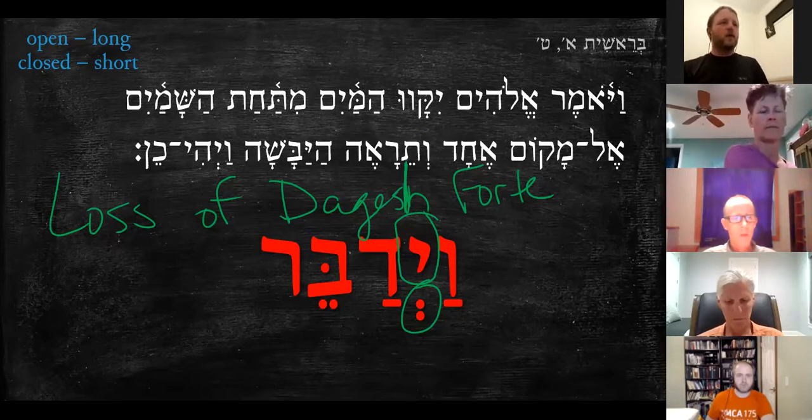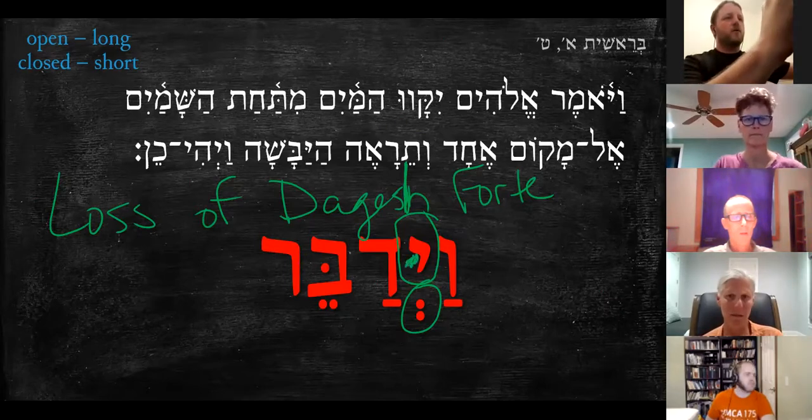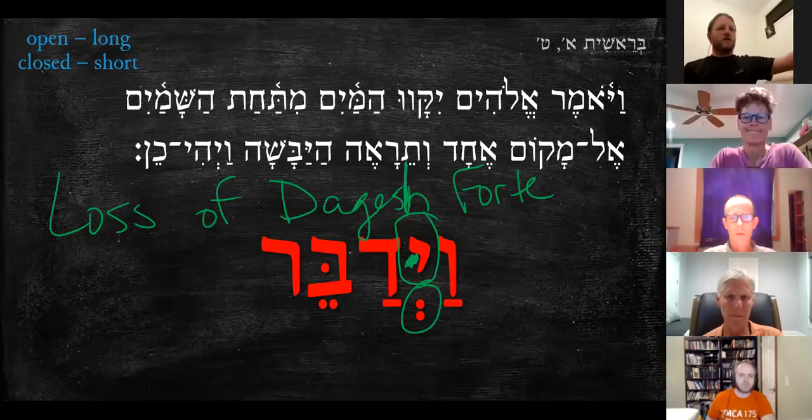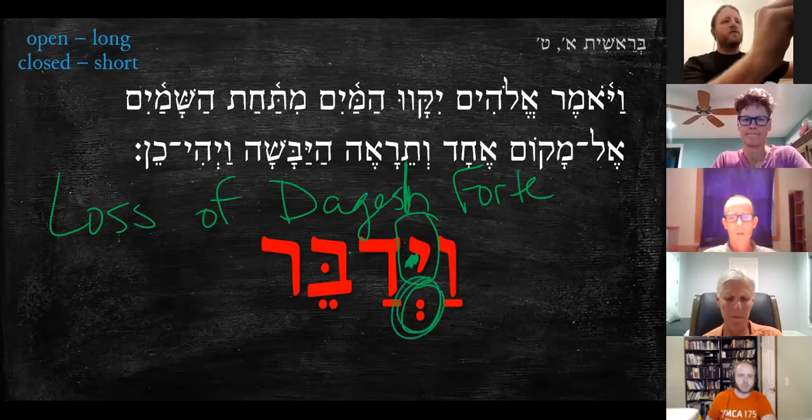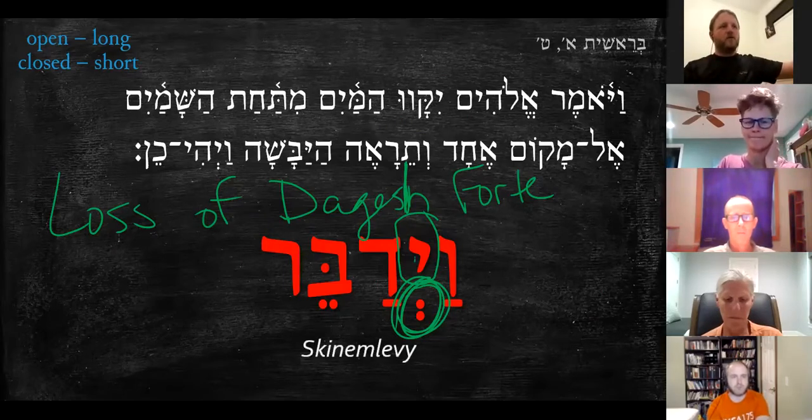Normally we would expect the dagesh right there in that yod. I'm going to use a pen because it makes a little darker mark. Dagesh in that yod. That's a big dark mark. Vayidaber. But when there's a vocal shva underneath it, these letters, the Skinnem Levy letters, tend to lose the dagesh. And that's what I wrote here, Skinnem Levy.